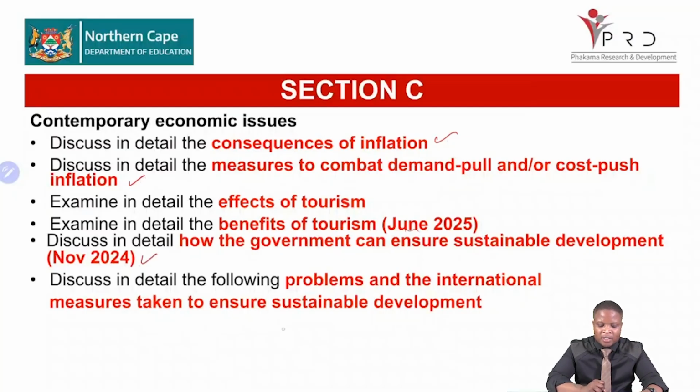And then we have discuss in detail the following problems of international measures. Those are your loss of biodiversity, your climate change, chemical waste, right? That is the essay on environmental sustainability. So there are 2 essays in environmental sustainability, 2 essays in tourism, and 2 essays on inflation, right? So ensure that you know your essay, because for question 6, if you know your essay, you are carrying the 30 marks in your brain, and when you get there, you're just going to be writing it down.